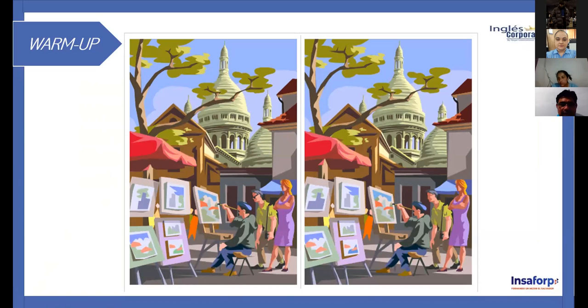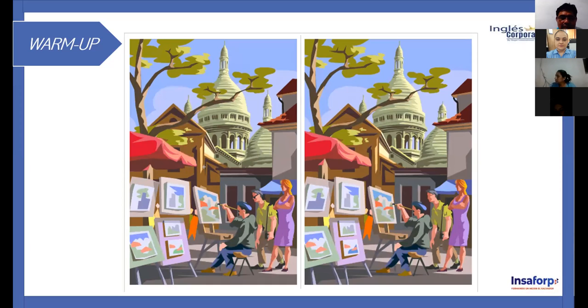Good evening, Luis. I think that I can see one. Okay, tell me. The little house on the first picture, on the top. There is a little house. On the left side, the little house is smaller than on the right side. Okay, can you see?